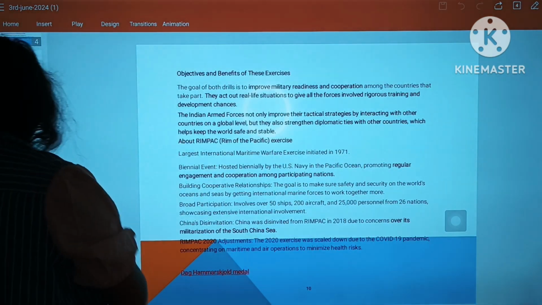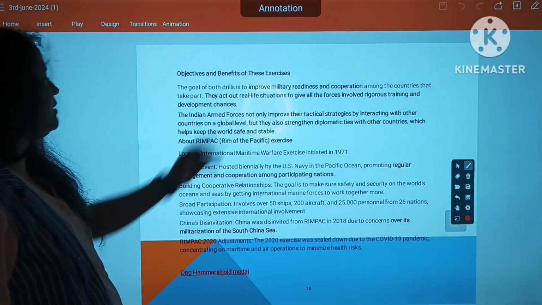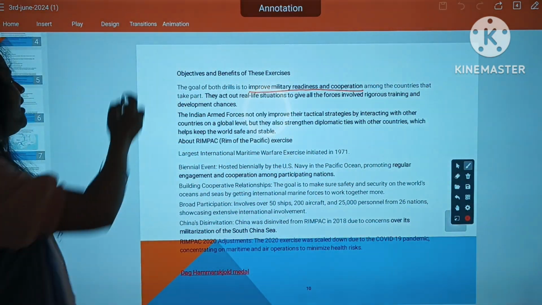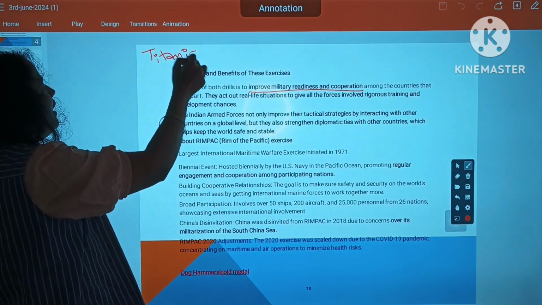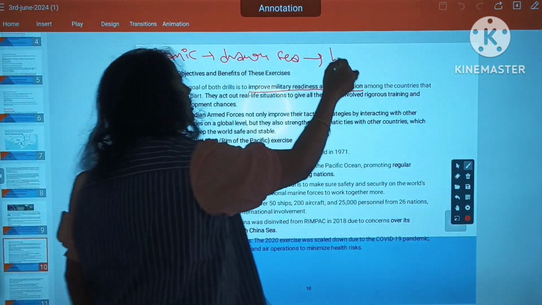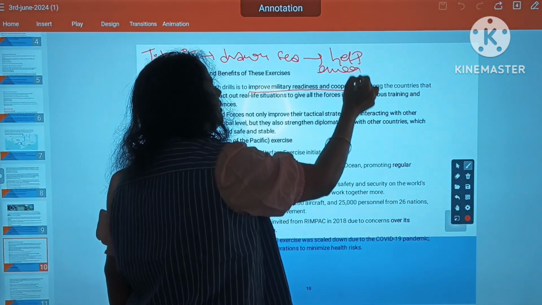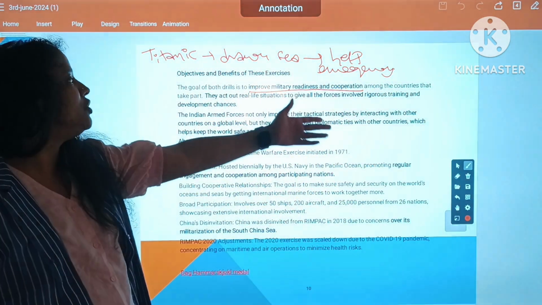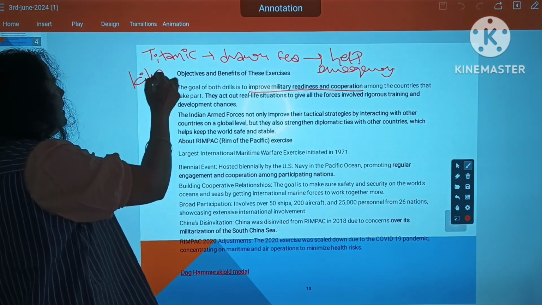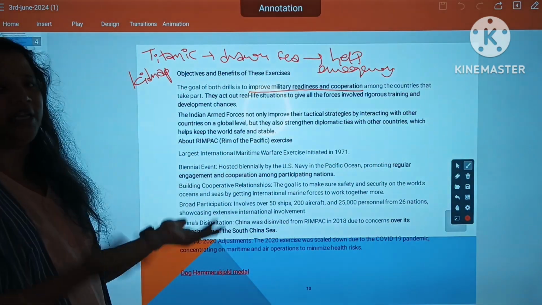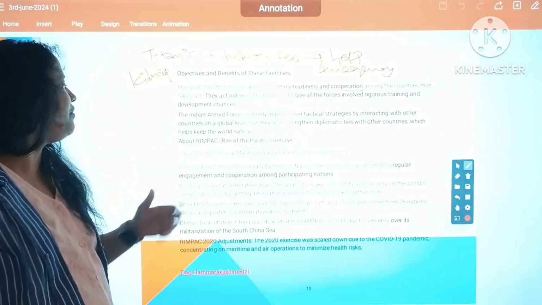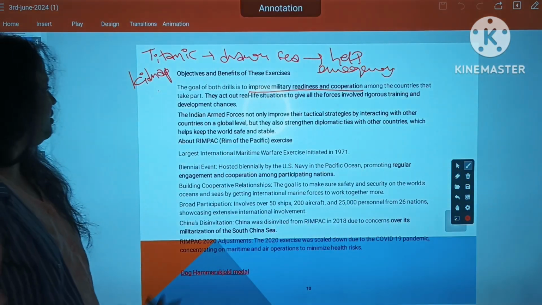Now what are the objectives and benefits of these exercises? Improve military readiness and cooperation. It means that if something suddenly happens, like the Titanic drowning in the sea, immediate help and emergency operations should be carried out. For this, army people need training, which they can get with the help of other countries. Kidnapping can also happen. Suppose an entire ship is kidnapped by terrorists. In that case also, how do we save them? The military has to take training with the help of other countries.